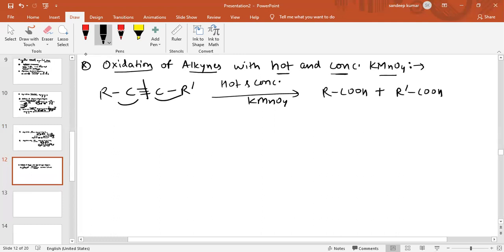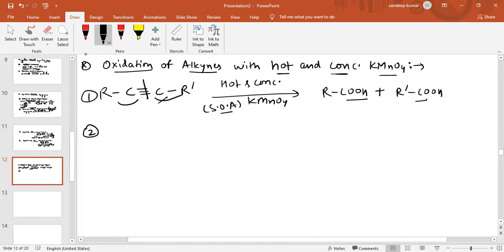This carbon gets oxidized to a COOH group, and this carbon is also oxidized to a COOH group. So it is a very strong oxidizing agent. Now see the next reaction. So this is the first question. Now see the second question.